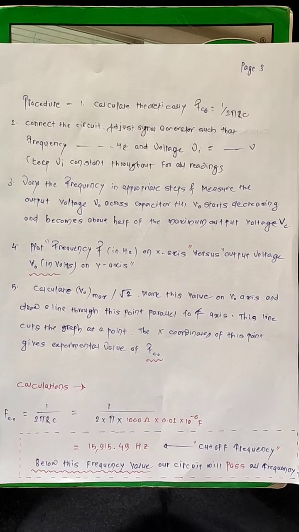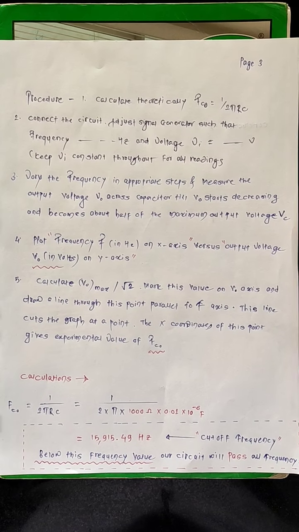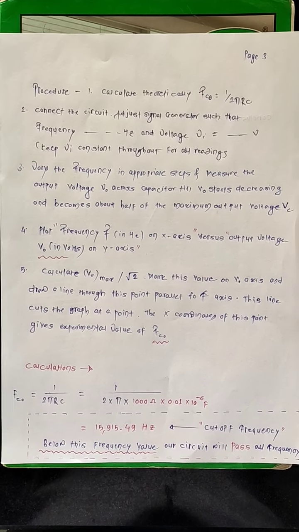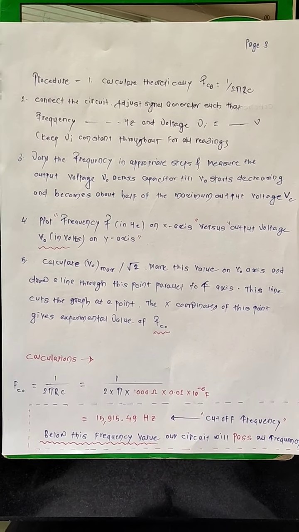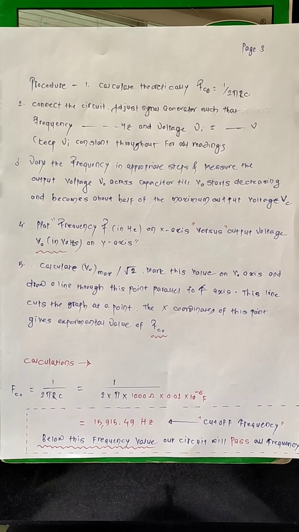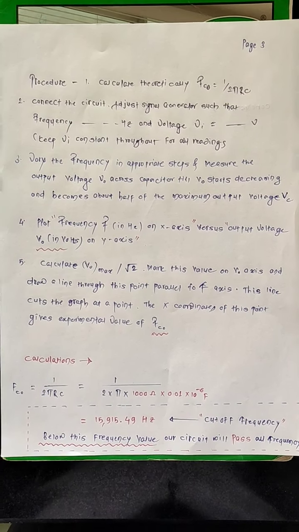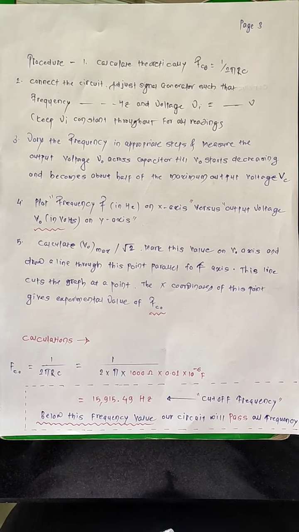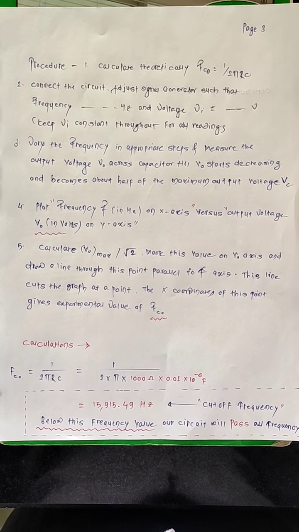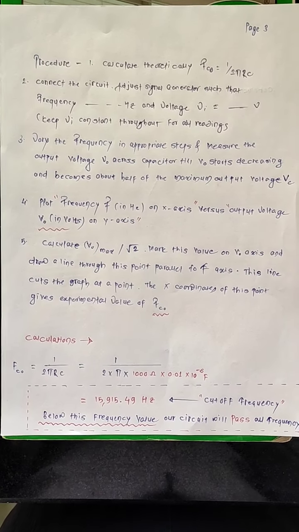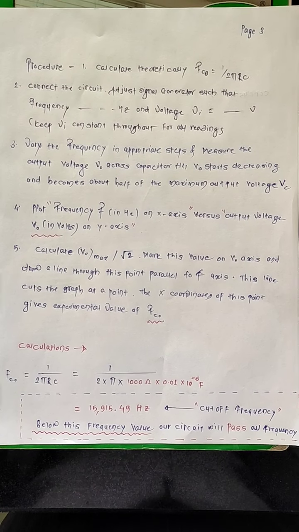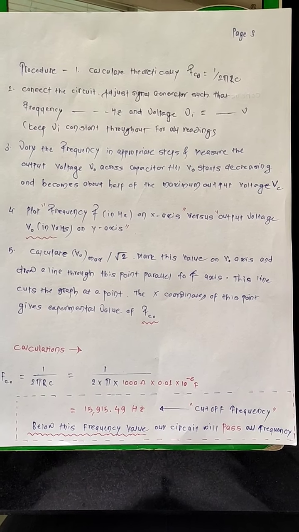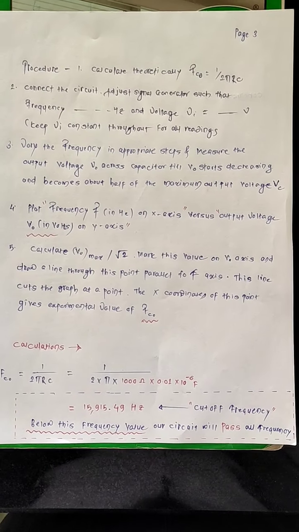Let's take a close look at the procedure. The procedure is to connect the circuit according to the given figure, and once we connect the circuit, we have to select a frequency range around the cutoff frequency that we have calculated using the formula, which is shown at the bottom of our screen, right? And we will follow these steps one by one by keeping V input, that is the input voltage, constant at 1 volt, right?